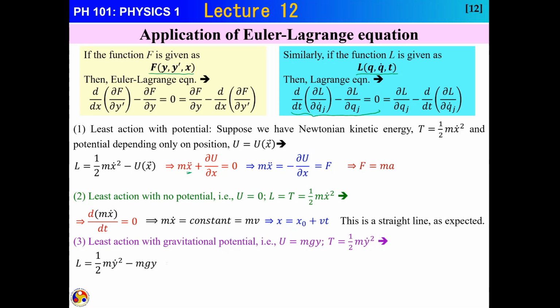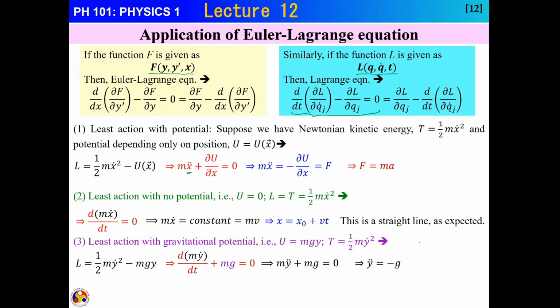So now if I take this and apply this condition, it is going to give me d(y dot)/dt plus mg is 0. Otherwise, it is m y double dot plus mg is 0. So you can rewrite it as y double dot equal to minus g. Now you have to do a double integral.